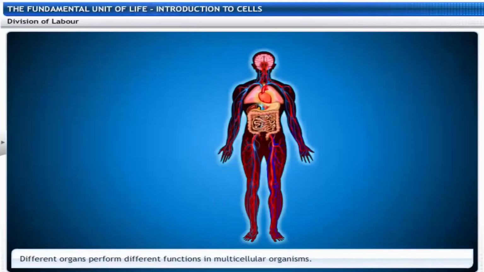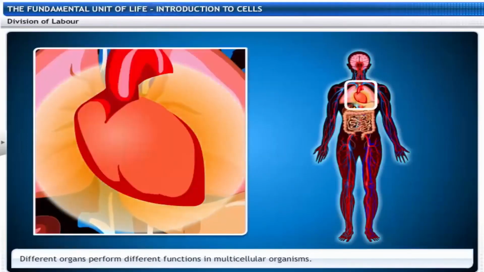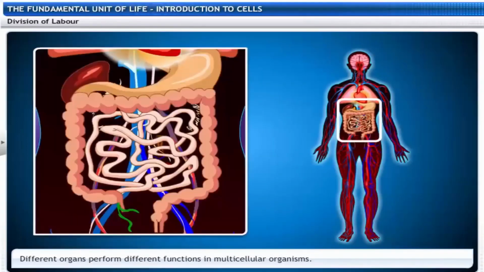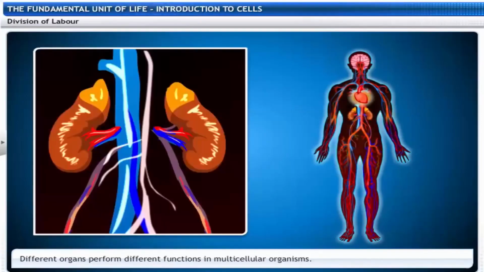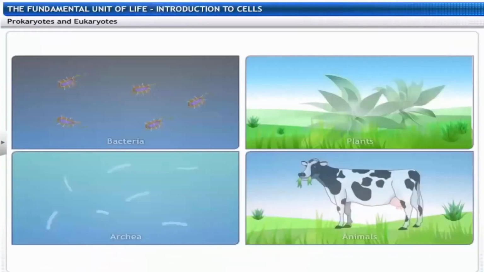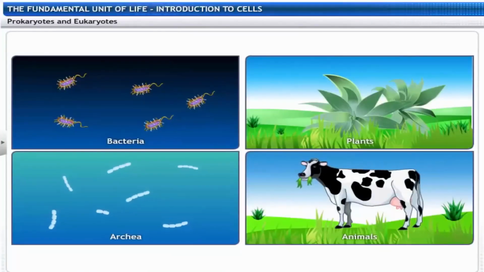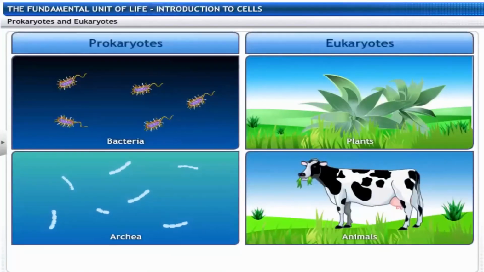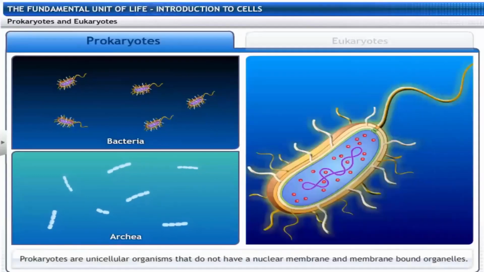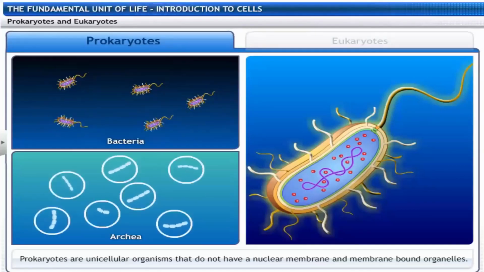For example, the human body has a heart to pump blood, a stomach to digest food, and kidneys to excrete waste. Living organisms are also classified as prokaryotes and eukaryotes based on the organization of cellular structure. Prokaryotes are unicellular organisms that do not have a nuclear membrane and membrane-bound organelles. For example, bacteria and archaea.